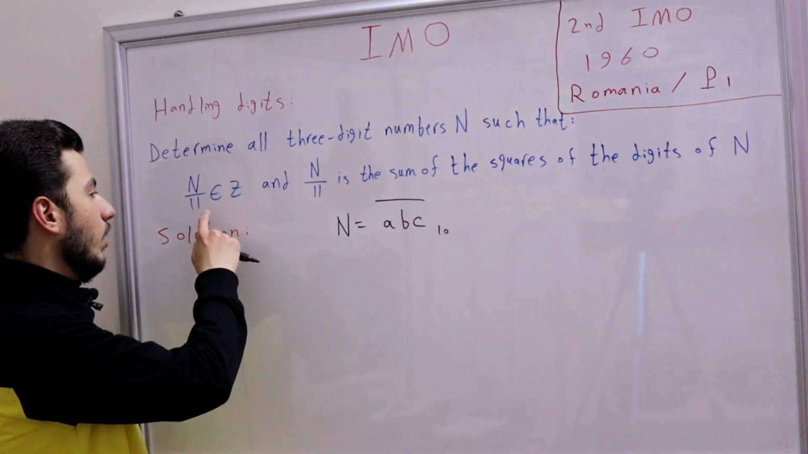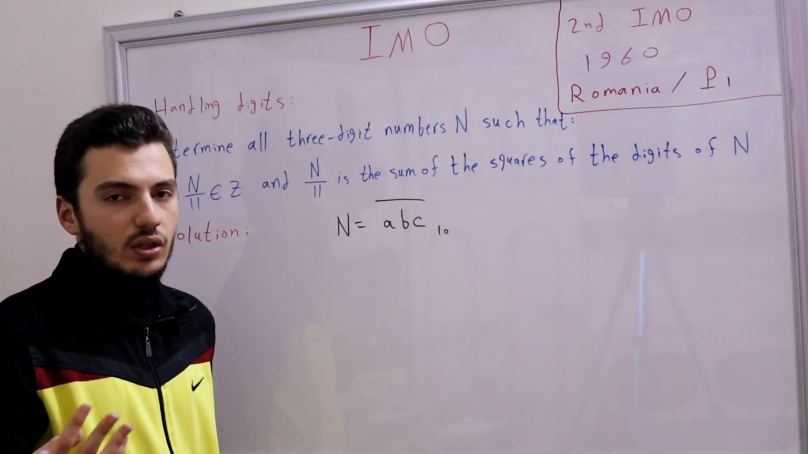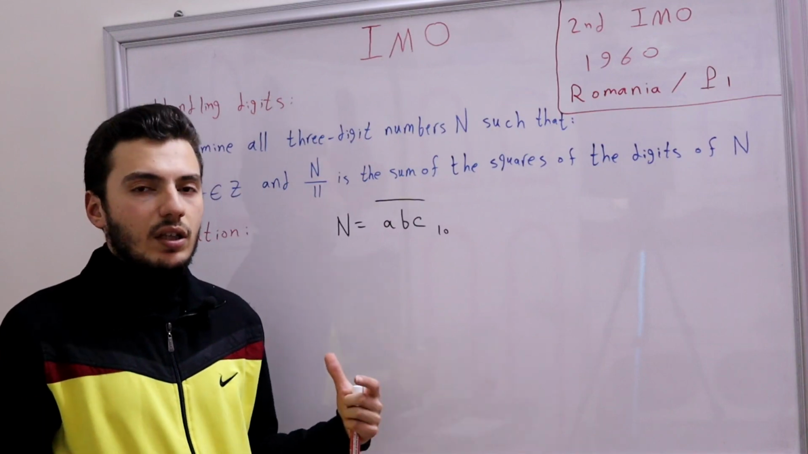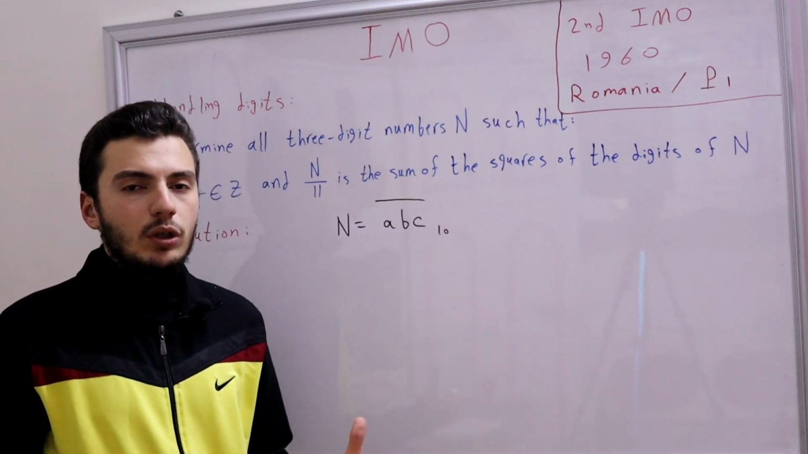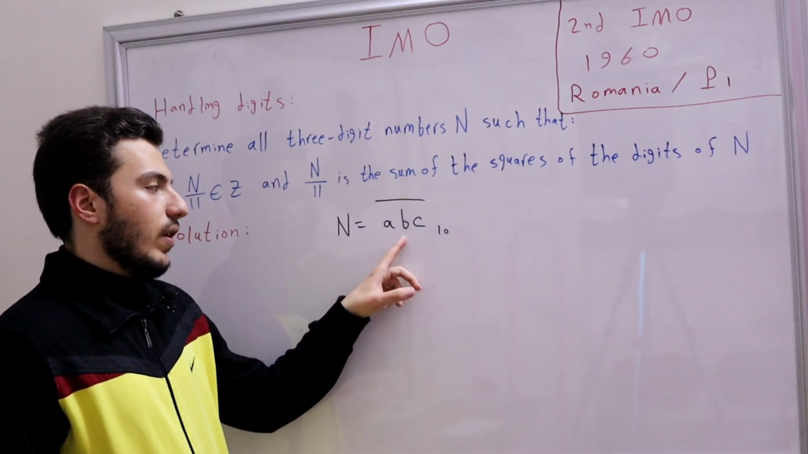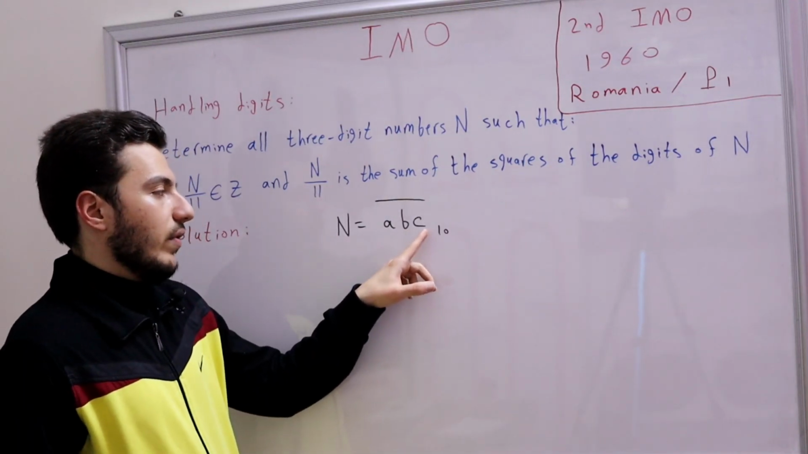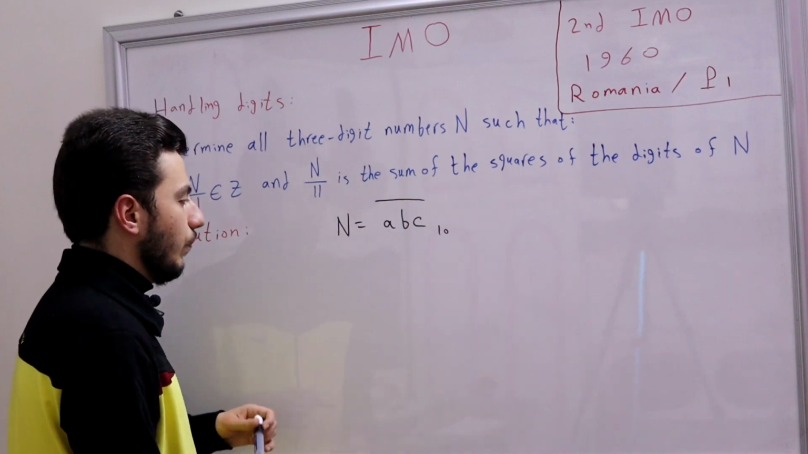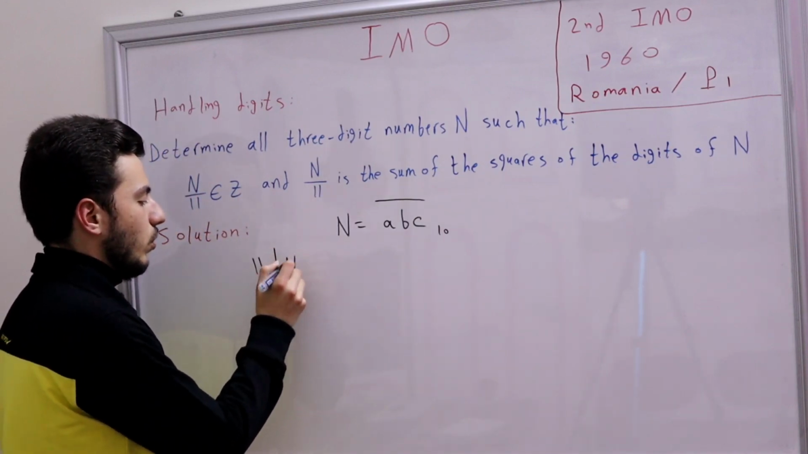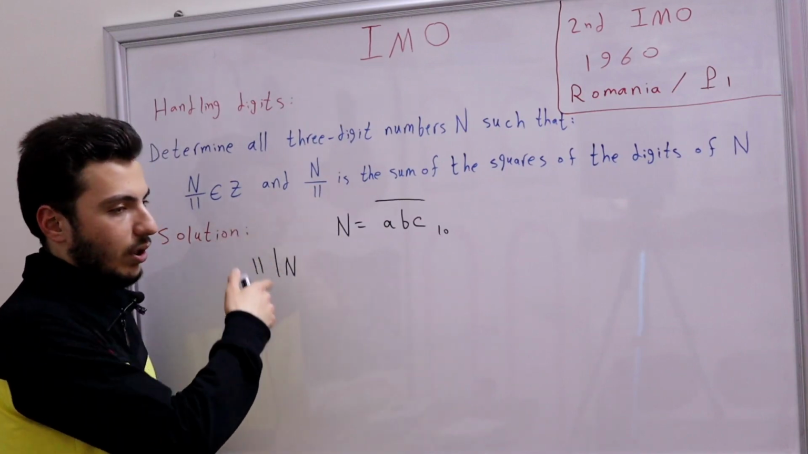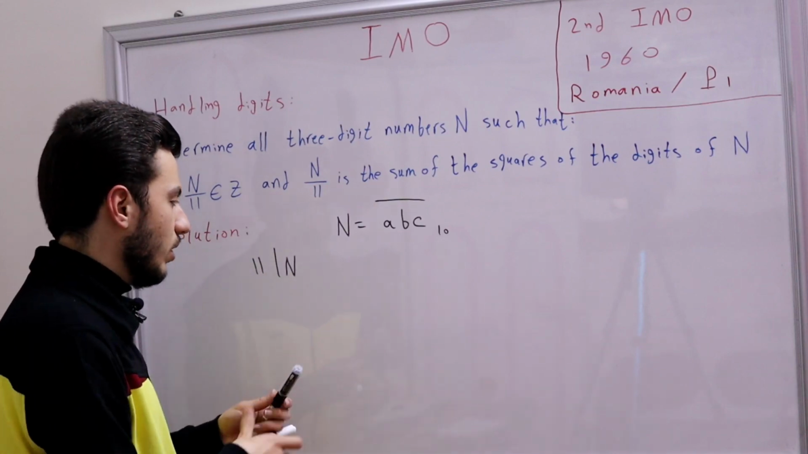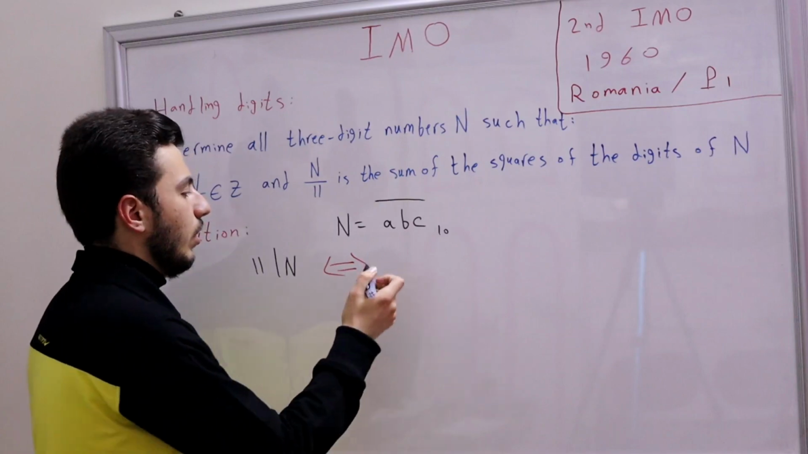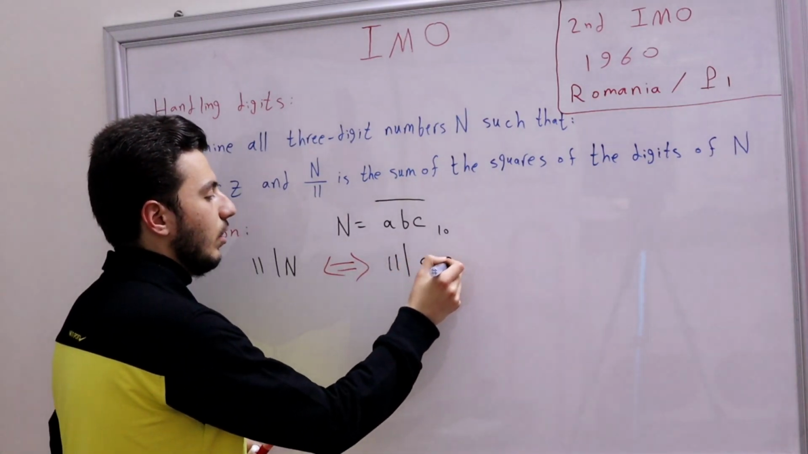The second line states that 11 divides n, so that means that n is divisible by 11. If you remember, in school we all learned the divisibility rule for dividing by 11. What does it say? In order for 11 to divide ABC, or n, we need c plus a minus b to be divisible by 11 as well. So let's write that down. 11 divides n, where this perpendicular line denotes divisibility, is equivalent to saying that 11 divides a plus c minus b.